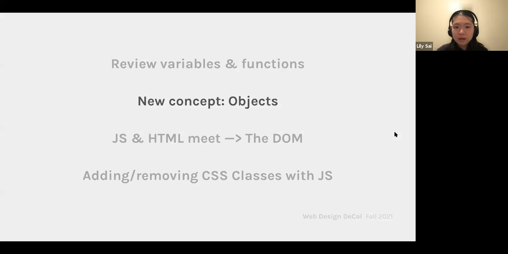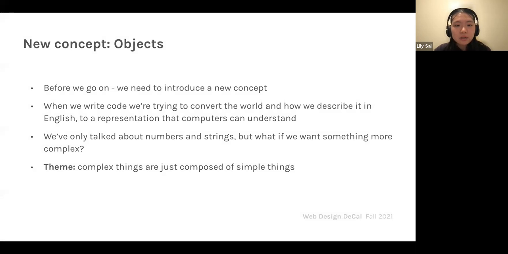So moving on, I guess we'll cover a new concept from before, which is objects. So we'll introduce this new concept. And then basically what we do when we write code is that we're trying to take things that we see around us in the world and think about how we describe it in English to create a representation that computers can understand and that they can use and modify in the code.